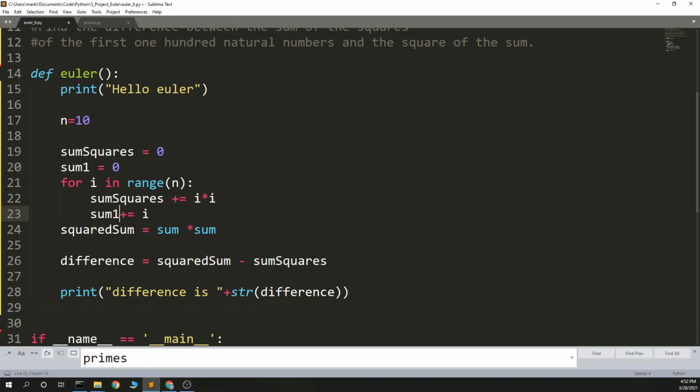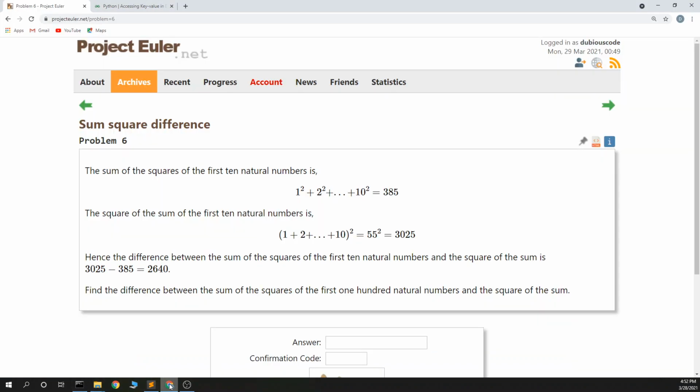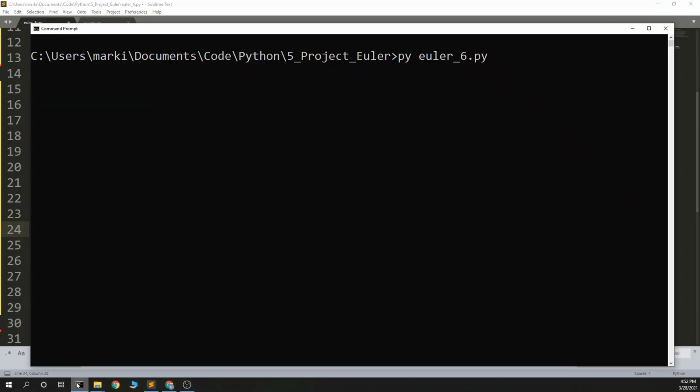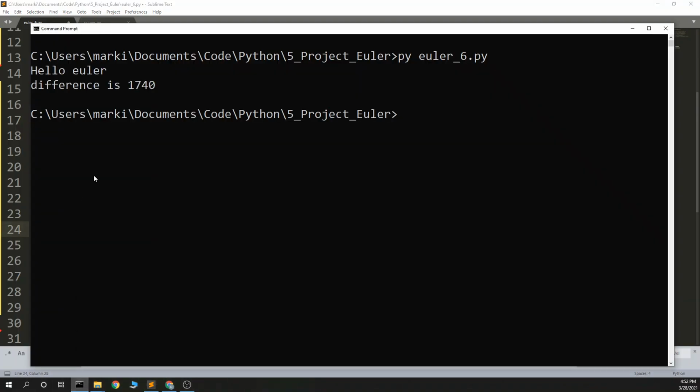So I'm going to just call it sum1. Sorry, this is dubious code. Let's see, range, take the difference. I think this is right. So we expect the answer for up to 10 to be 2640. Difference is 1740, so not right.